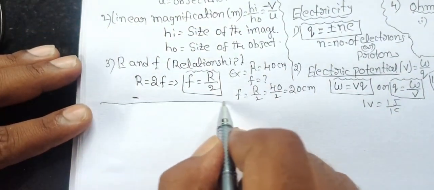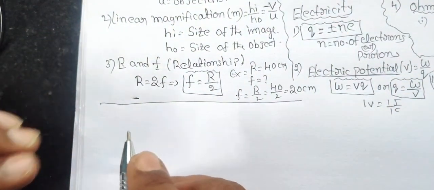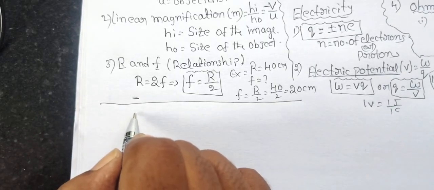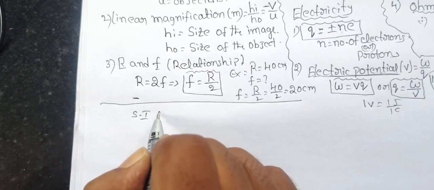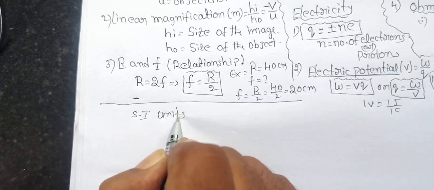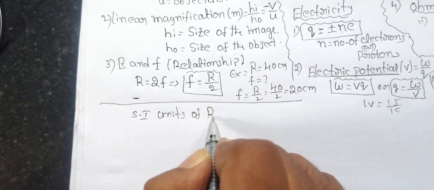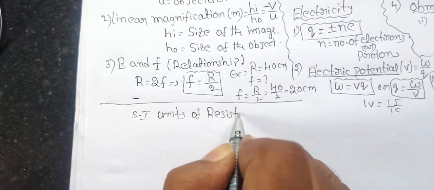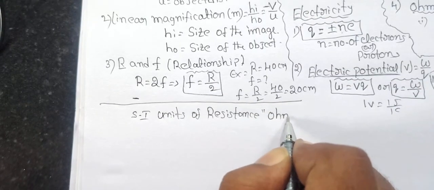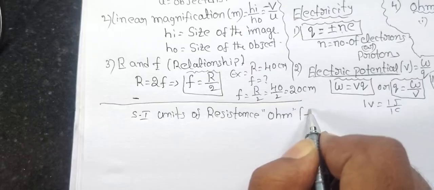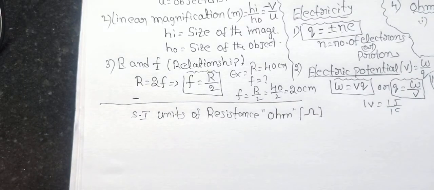Next we can go. What is the SI unit of resistance? Sometimes they ask what is the SI unit of resistance. The SI unit of resistance is ohm.